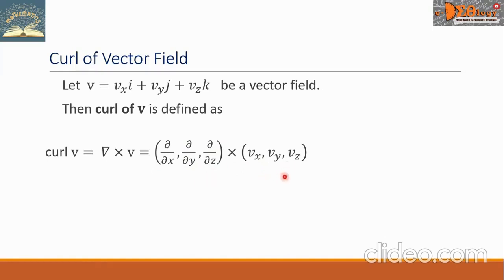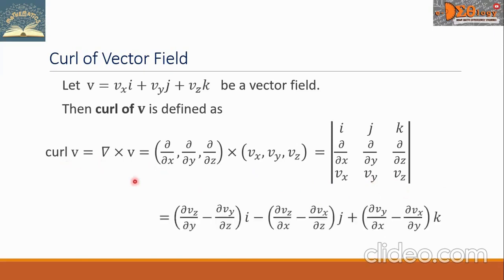And we can evaluate this using the 3 by 3 matrix. The first row are the elements i, j, k. The second row are the partial derivatives with respect to the gradient. The third row are the elements of the v, namely v sub x, v sub y, and v sub z. By the idea of determinants, the computation now for the curl v is equal to this big formula.